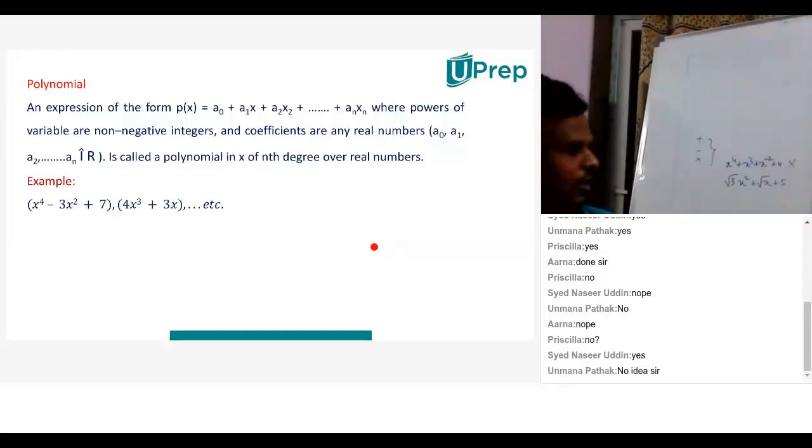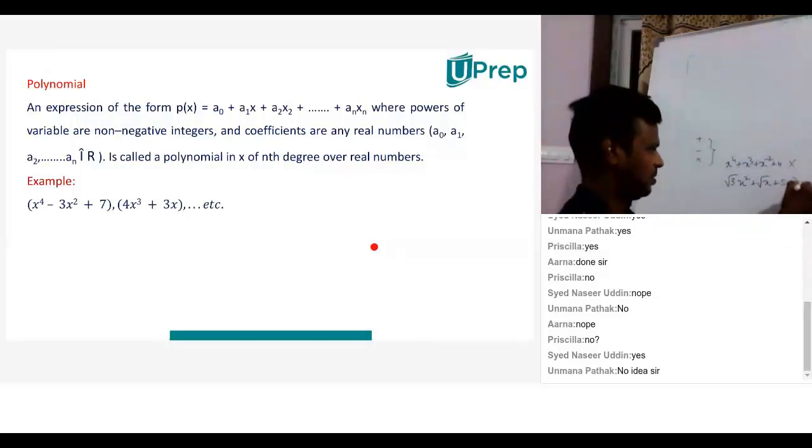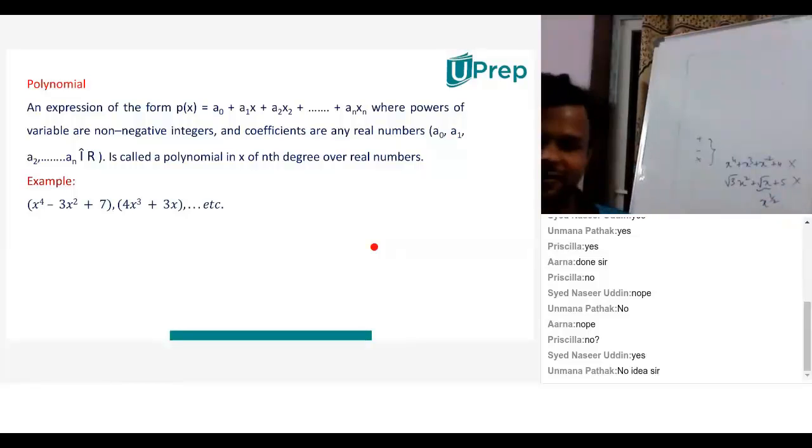Children, I cannot call this a polynomial because one of the powers is having a root. Root means what? The power is x to the half. Whenever I have a variable with power half, I cannot call this a polynomial, because the definition says the power of the variable should be a whole number or a non-negative integer. But here I have half. Half is not an integer, it's a fraction. That's the reason I cannot call it a polynomial.